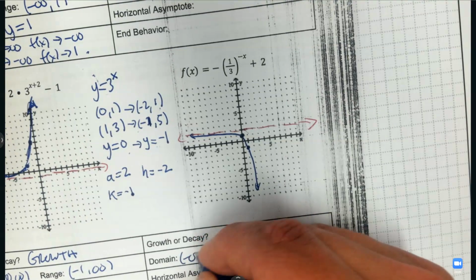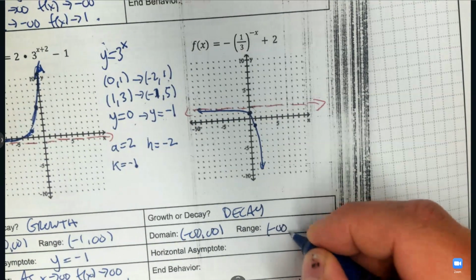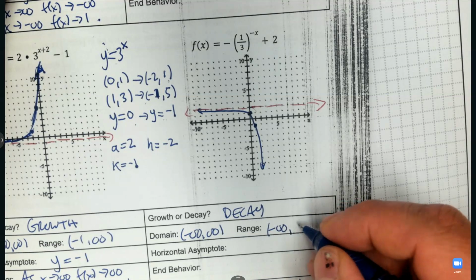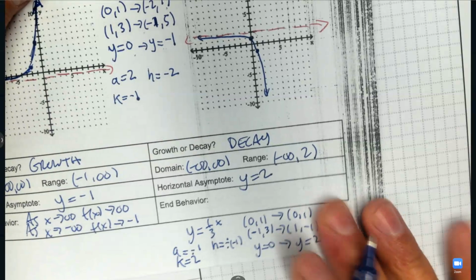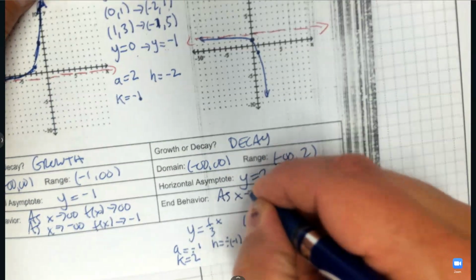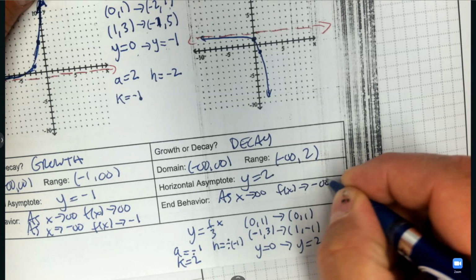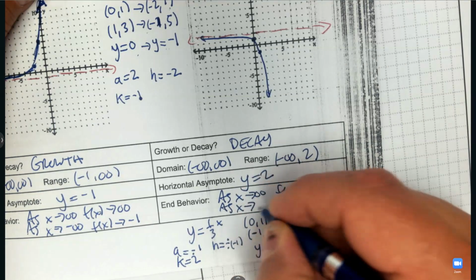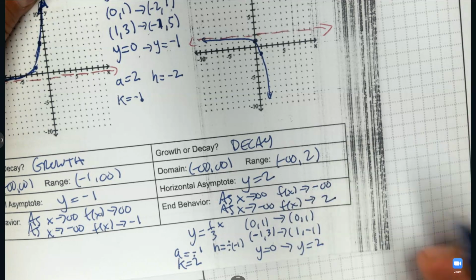The domain is all the numbers. The range goes from the bottom, which is -infinity, up to the asymptote, which is 2. Y equals 2 is the asymptote. The end behavior: the right end falls, and the left end follows the asymptote, or approaches the asymptote, which is 2.